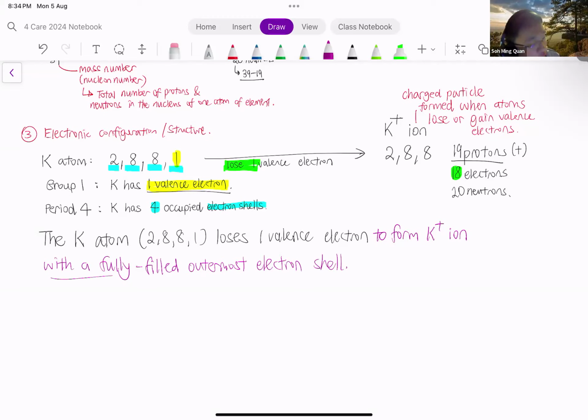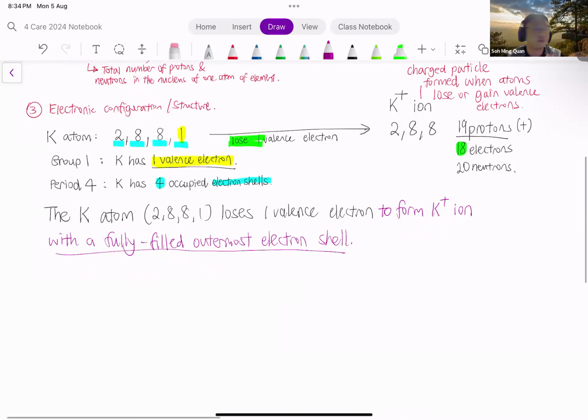So many students often forget the purpose. The purpose of losing the one valence electron is to form an ion with a fully filled outermost electron shell. So this is very important. This sentence, if you can write it in this format, addresses both how it forms the ion and why it forms the ion. All right. So this is an example using potassium.